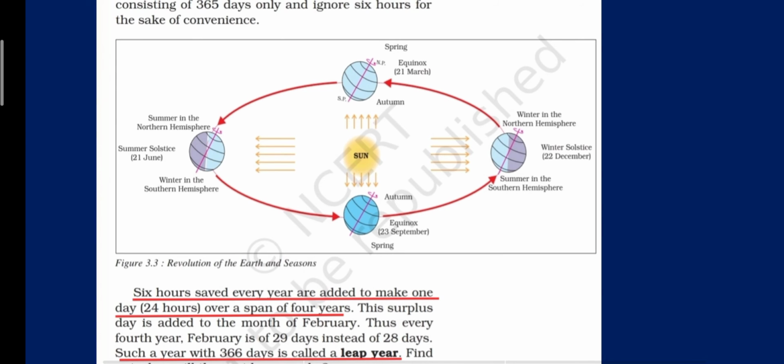And if you carefully notice, the earth is inclined or bent in the same direction throughout its orbit. So we can conclude that the earth remains inclined in the same position always, and in that way it goes around the sun.